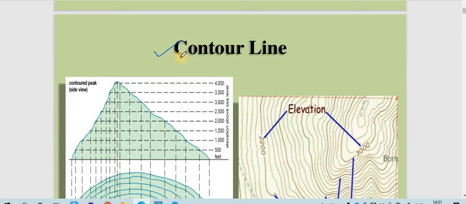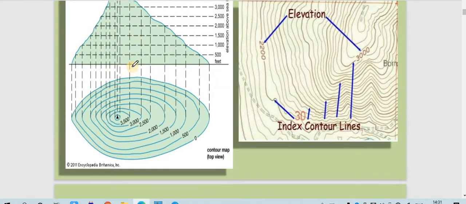Okay, so this is a diagram. You can see that there is a level given inside a line which is showing 3500. Then there is another line which is showing 3000. Then another line showing 2500, 2000, 1500, and so on.